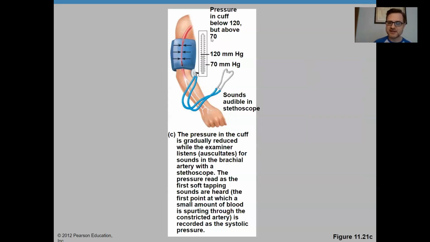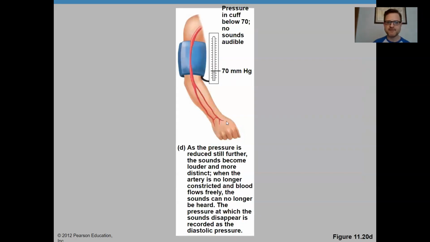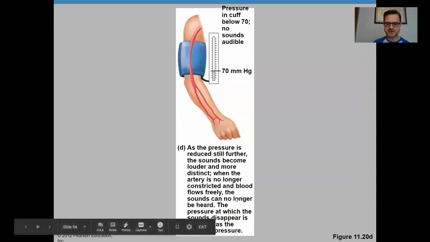Then you keep listening and you can hear the blood flowing. When you stop hearing blood flowing, that pressure is the diastolic pressure. Because when you stop hearing it flow, that means it's flowing freely through the brachial artery. And that would be the lowest blood pressure. When it's flowing freely, that's the lowest pressure, right? Because you haven't constricted it at all. Again, we'll do a lab on this in class at some point. I already said this, right? That's when blood's flowing freely, when you have the bottom number.